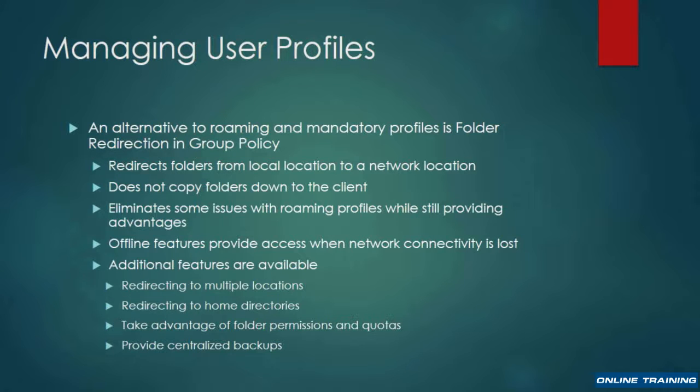If an organization has set up home directories for individuals, then they've already got a mechanism to map a drive for each user. They've got a special directory on the server. That information is getting backed up. So rather than having two different places where a user could save things and then forget where they saved them, we can just redirect to the home directory. You can take advantage of folder permissions and quotas.